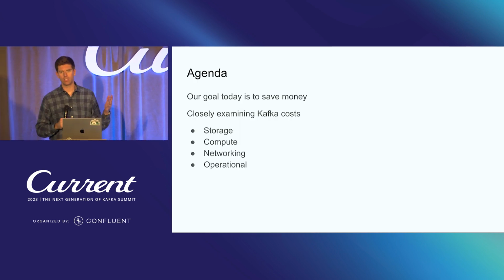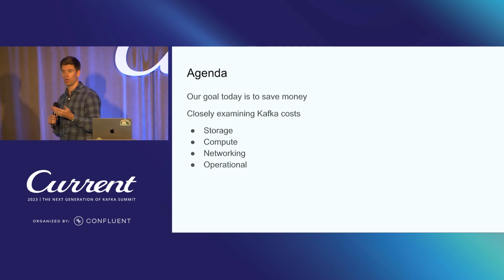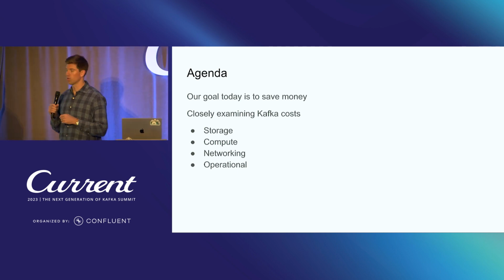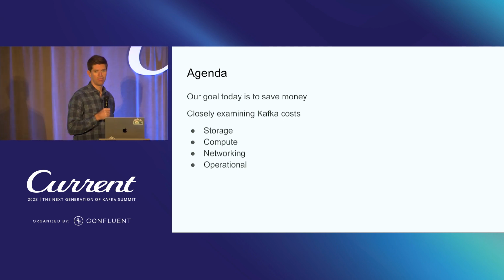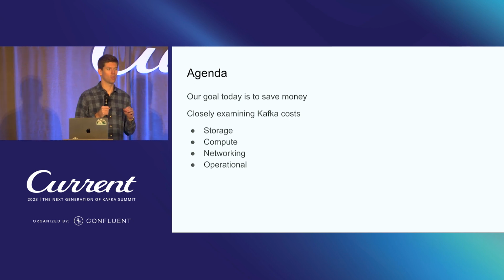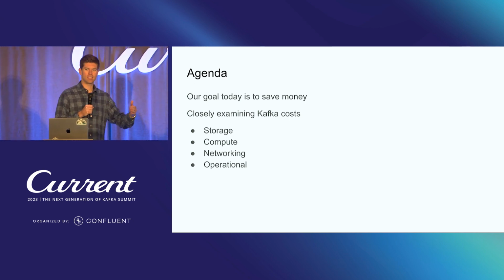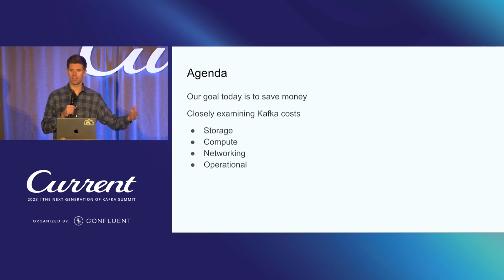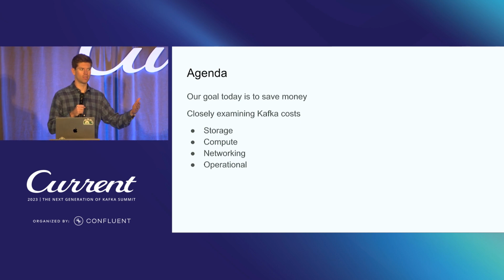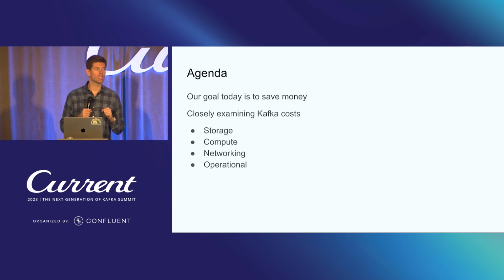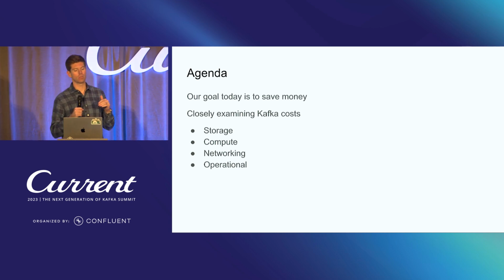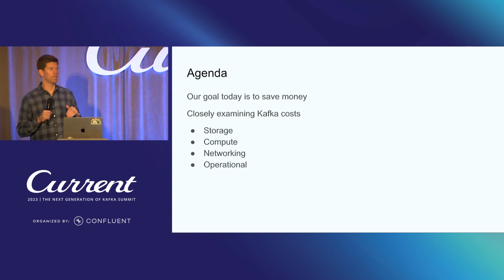So today's agenda, and I'm guessing why you all are here, is our goal today is to save money. It's one of my favorite things to do. I don't know about you, but I like to save $1 more than spend $1. I get more utility out of saving. So anyway, we're gonna have fun doing that. We're gonna save money by looking really closely at Kafka costs, in particular those around storage, compute, networking, and then we'll add some operational bits into it.